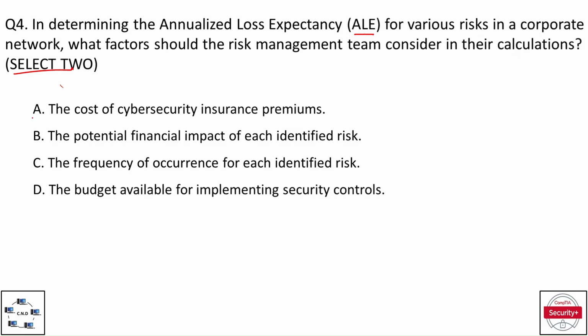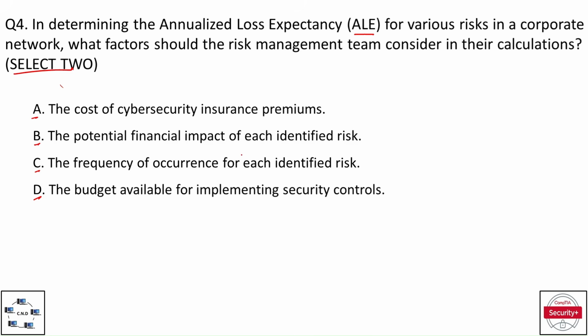And the options are option A, the cost of cybersecurity insurance premiums. Option B, the potential financial impact of each identified risk. Option C, the frequency of occurrence for each identified risk. And option D, the budget available for implementing security controls.